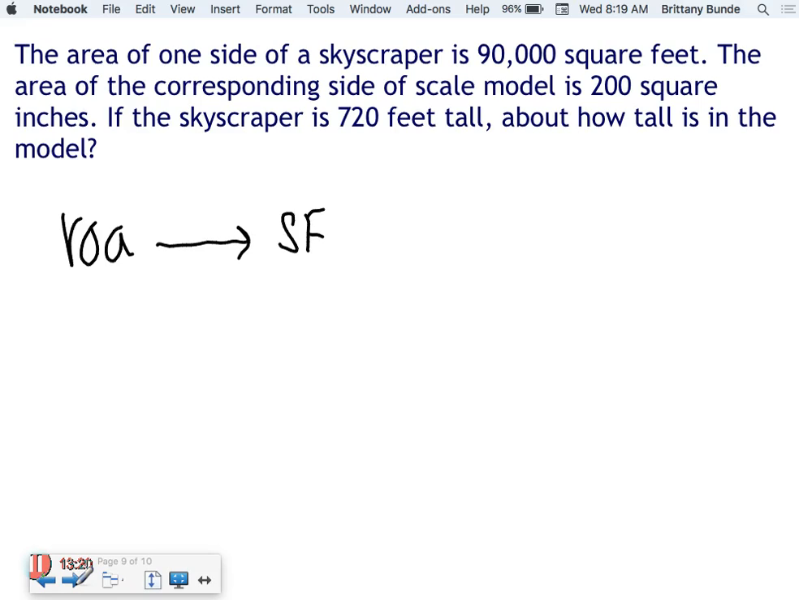You don't have to convert units when you're working with scale models, because in the end, when you do your proportion, they cancel out. So you don't need to convert your units on this one, guys. So I'm going to put my model over my actual building, okay? So 200 over 90,000. We can reduce that, right? 200 goes into 90,000 how many times? Right? 450.